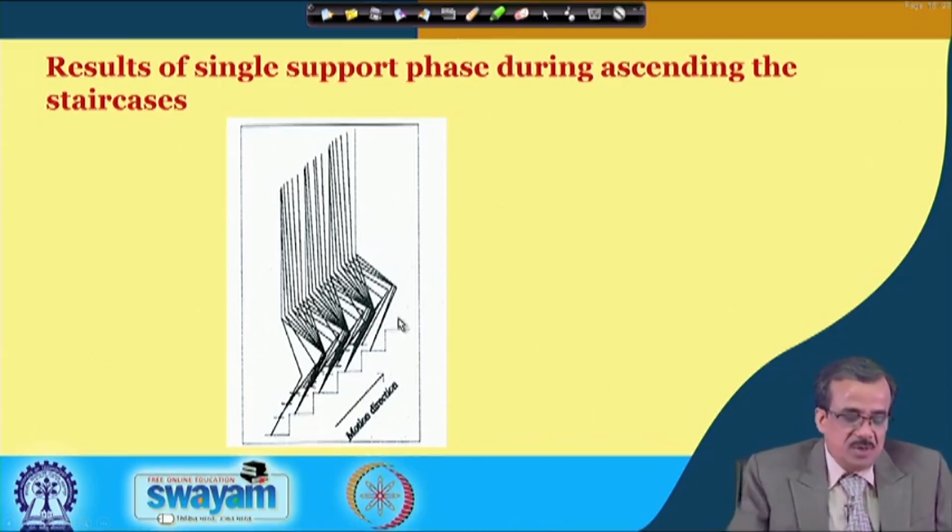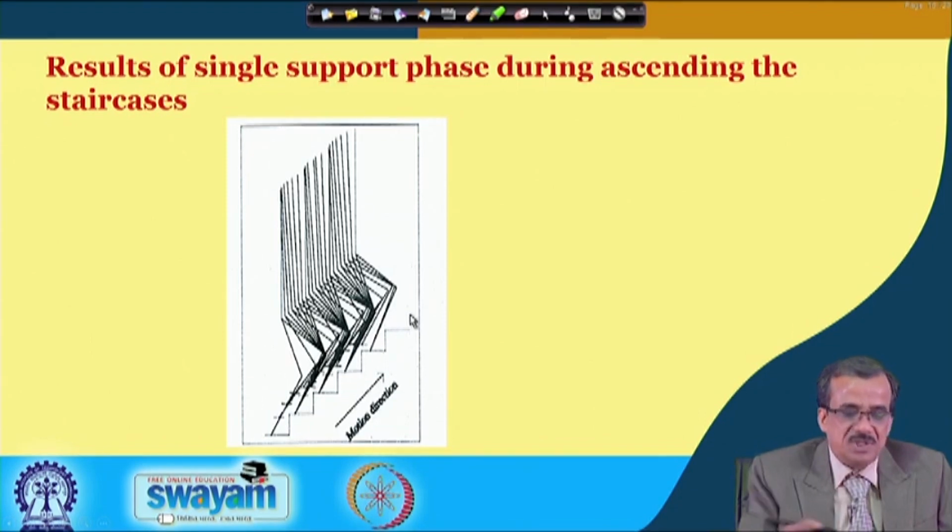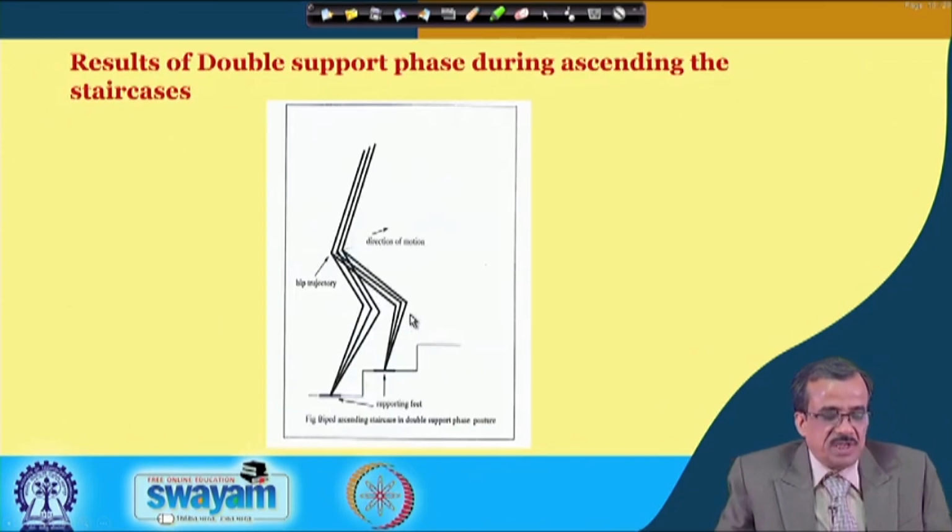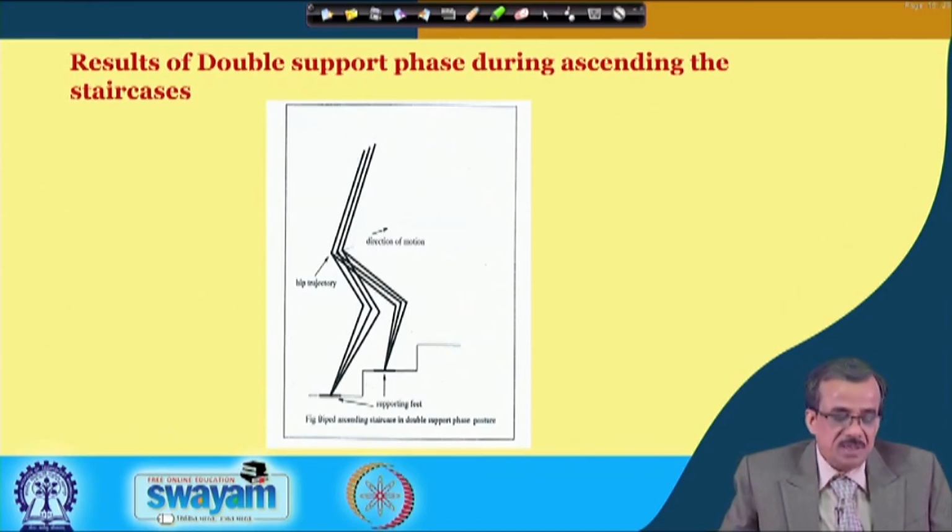and this shows the stick diagram during the single support phase while ascending that particular staircase, and this shows the stick diagram while ascending that staircase during the double support phase. So, this is the way we can develop the adaptive gait.